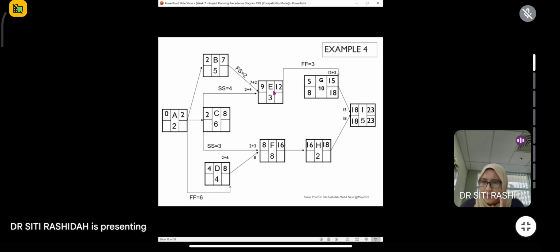Okay, bila kita nak pergi sini, you have to make sure you consider this relationship. So finish, maksudnya finish of G with the finish of E. Ya, jangan tengok kotak lain. Bila you backward pass, you can tengok finish. So this is finish, this is kotak finish. 18 minus 3 will give you 15. Okay, so 15 minus 3 is 12.